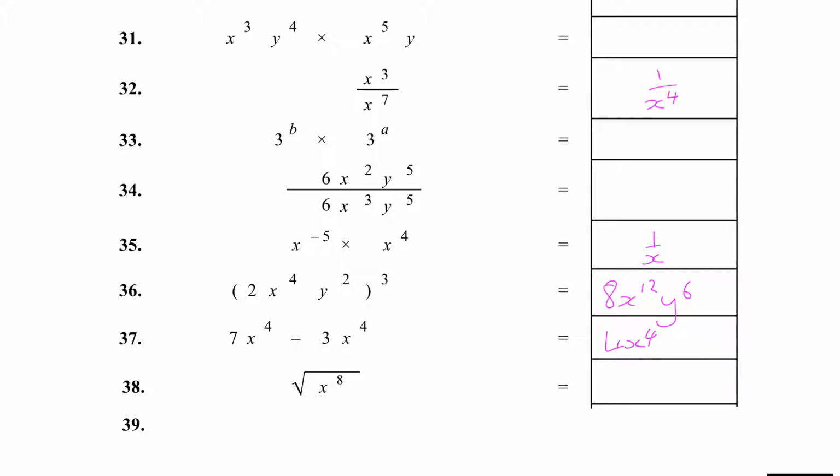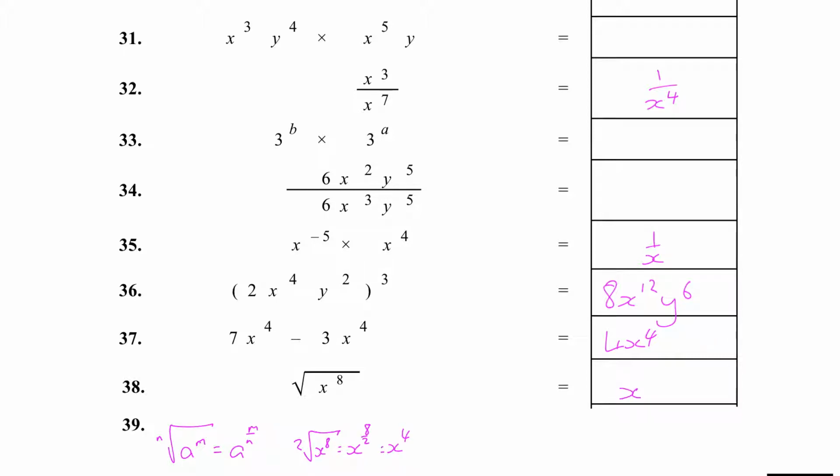Question 38, let's look at it in two ways. Let's just apply our exponent law to start with. And that is, if you take the nth root of a to the m, then you just divide m over n. So in this case, we're taking the square root of x to the 8. So it's just x to the 8 divided by 2, which is x to the 4.